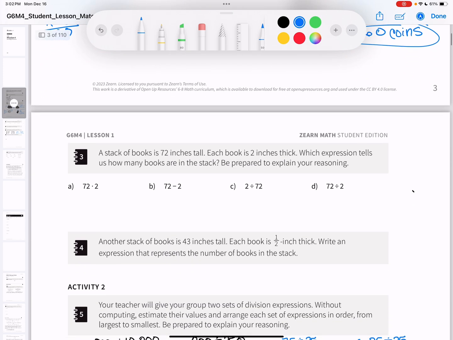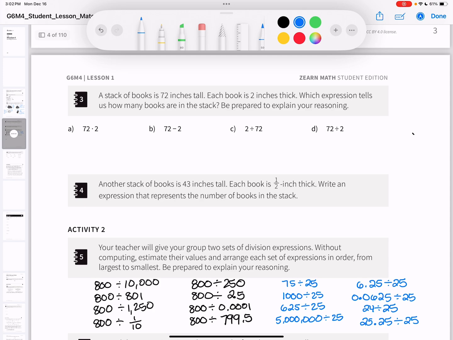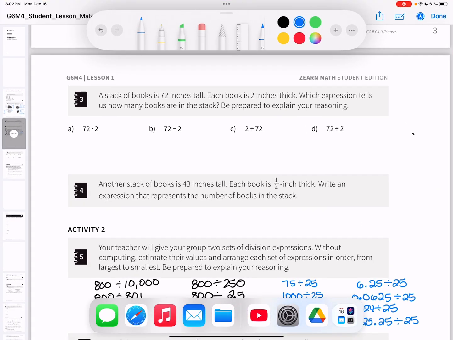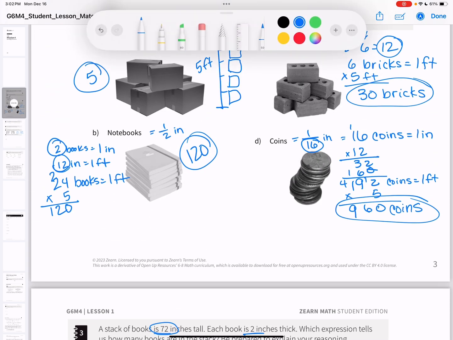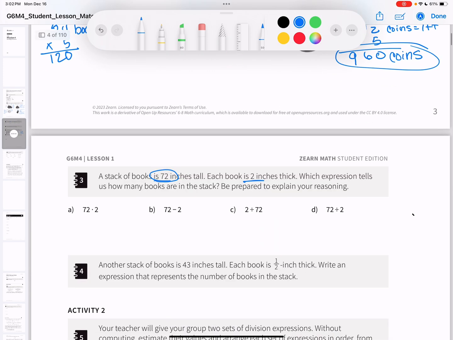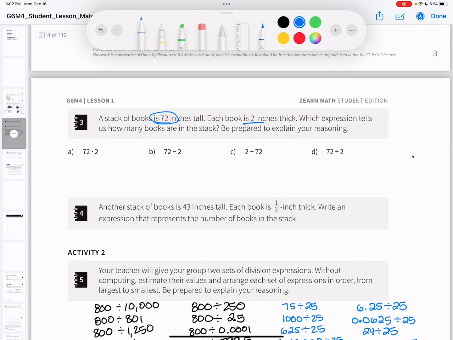All right, let's move on. A stack of books is 72 inches tall. Each book is 2 inches thick. So we have 72 inches tall. Each book is 2 inches thick. Now, if you noticed up here, we did a lot of multiplying to see how many books are in 5 feet, how many cardboard boxes are in 5 feet, how many bricks are in 5 feet, how many coins are in 5 feet. We multiplied, but here they are telling us the stack of books is 72 inches tall, and each book is 2 inches.